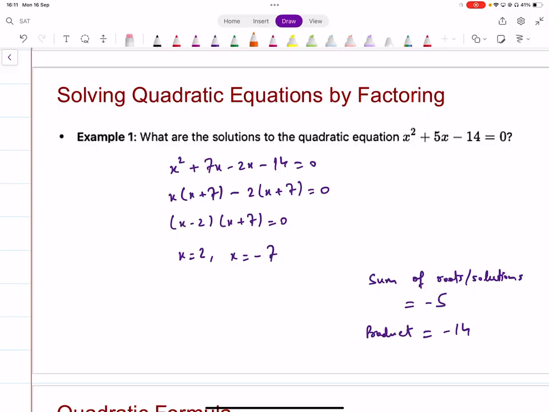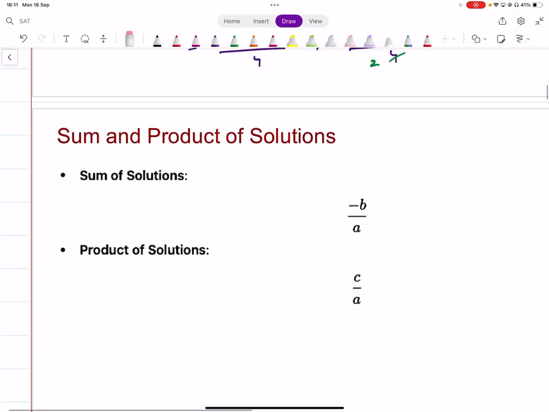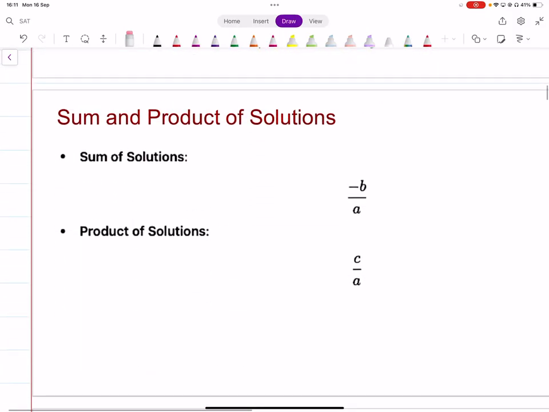Now, sometimes they will give you an equation and ask you to find the sum directly or find the product directly. In that case, you don't have to solve the equation. We have direct formulas for sum of roots and product of roots. You can find the sum directly and the product directly. Now, what are those formulas?